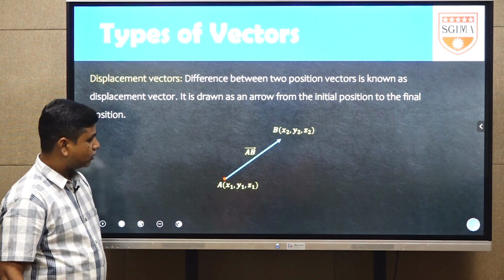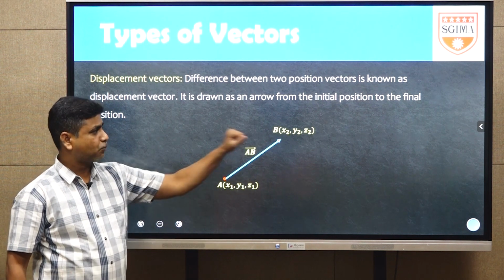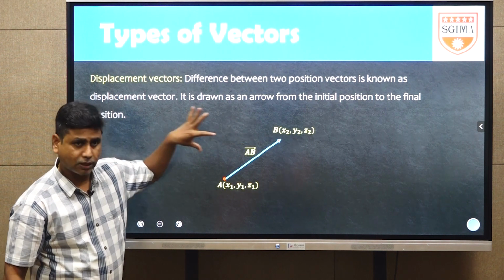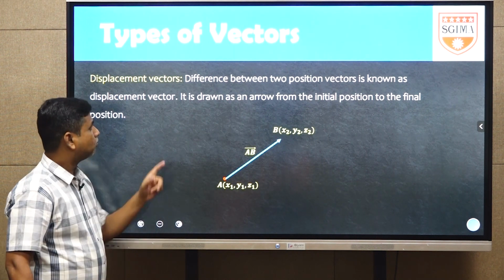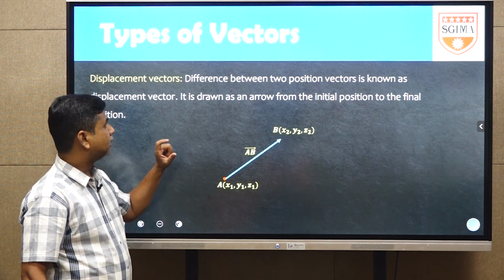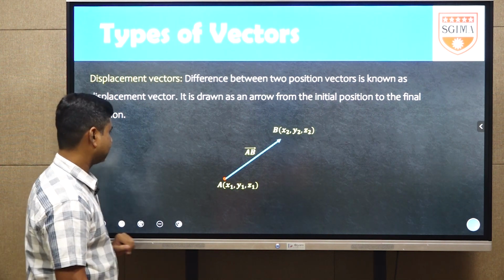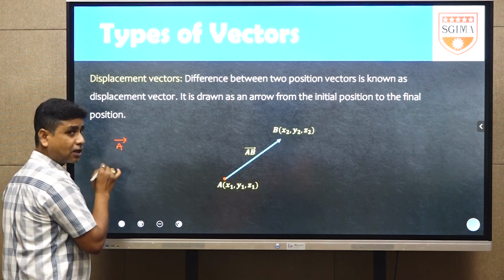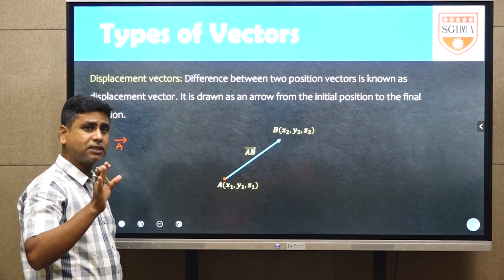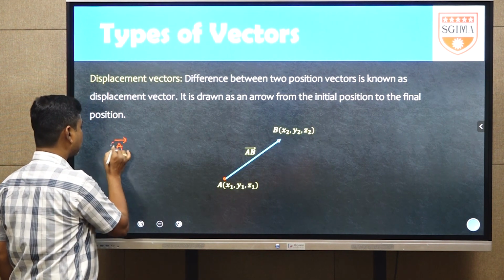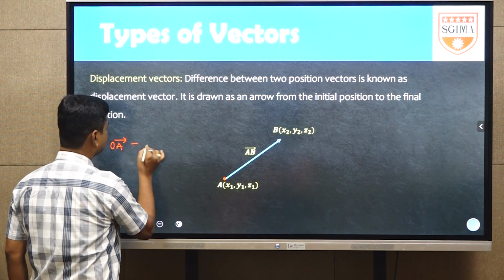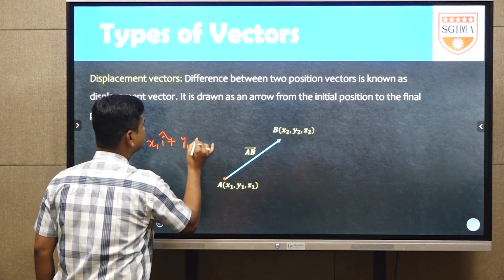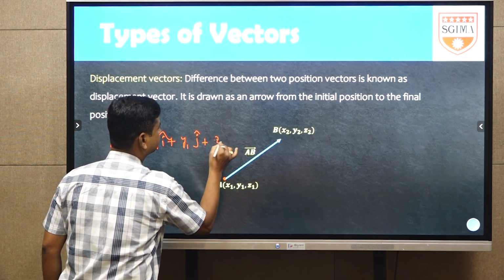Initial position is A of x1, y1, z1. Final position is taken as B of x2, y2, z2. This length is denoted AB bar, that is the vector notation. Now we will see how to take the difference between the two position vectors. For the initial position vector, all positions are measured with respect to the origin, so OA bar equals x1 i cap plus y1 j cap plus z1 k cap.